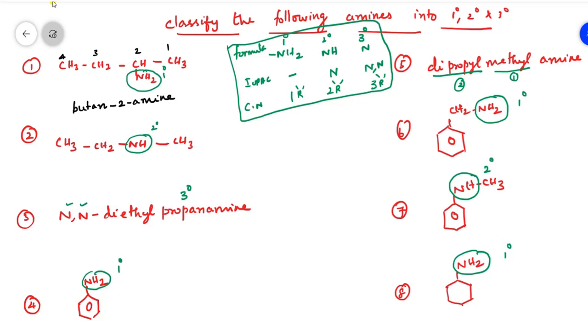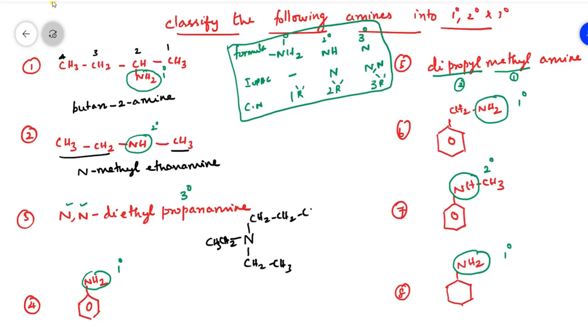Clear? And this is the secondary amine. The IUPAC name consists of N-alkyl. One is considered as the long chain and one is the substituted part. So it is N-methyl ethanamine. Here you can write the formula for N,N-diethyl propanamine. So it is a tertiary amine with 3 groups attached. What are the 3 groups? One ethyl group, another ethyl group, and one propyl group, CH2, CH2, CH3.